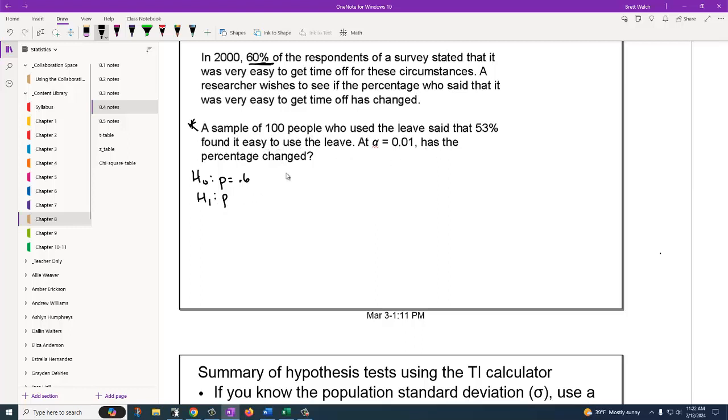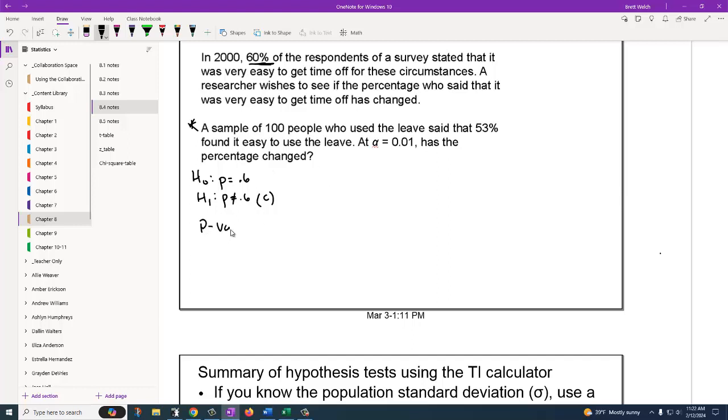We want to see, has the percentage changed? Changed would just be not equal to the 0.6. And I'm going to go ahead and say that that's the claim. Again, if the question doesn't say specifically that they're claiming that it's the same, and their interest is in whether it has changed, those would all be things that would point us towards having that be our claim.